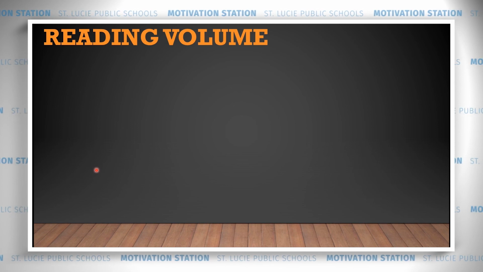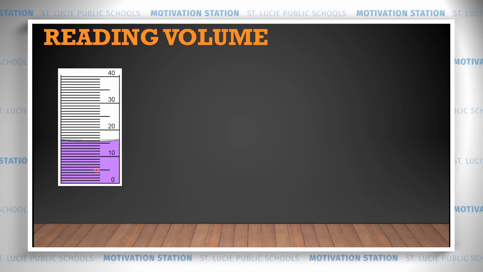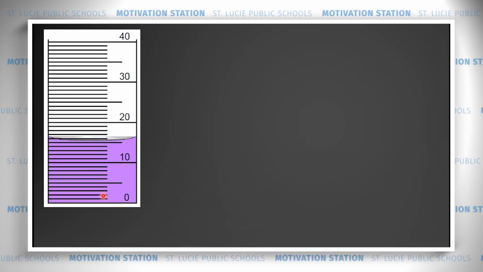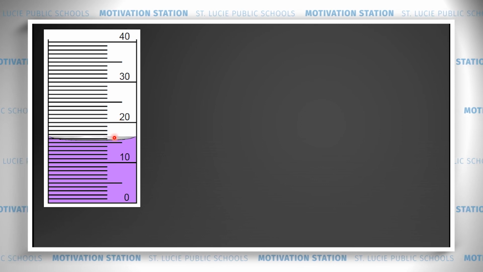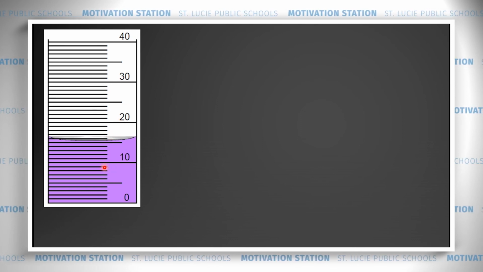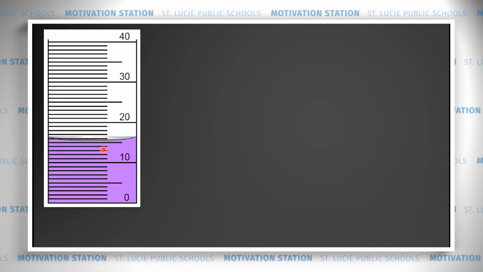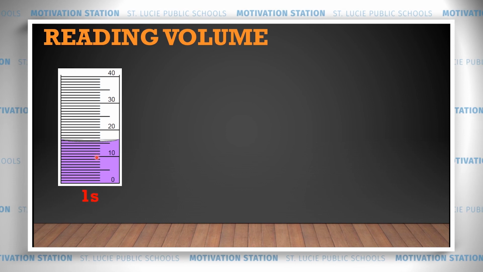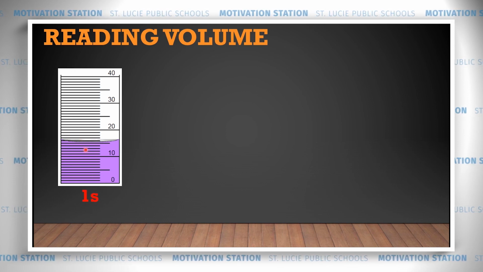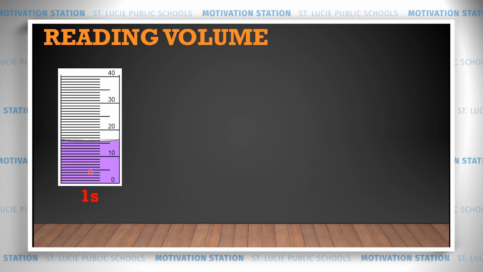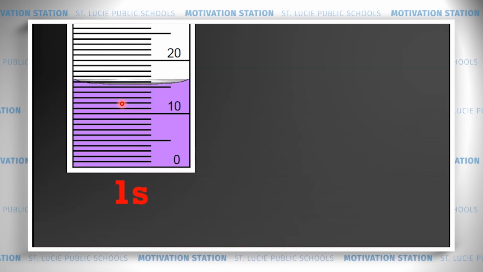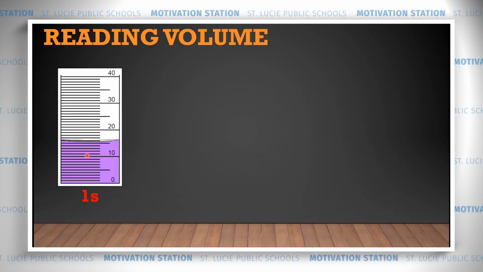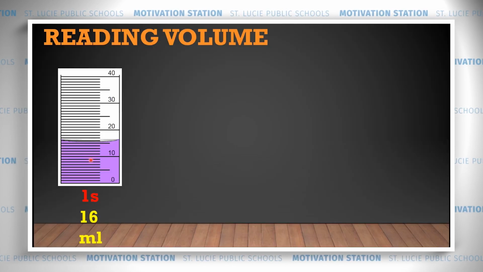So now let's practice reading volume. The first step is still to determine the scale. And if I look at this one, it starts at 0, 10, 20. So I can see the big numbers count by tens. And there are 10 lines in between 10 and 20. So I know that each one of those lines counts by ones. So then if I want to find the volume of the purple liquid, I know that it lands at 10, 11, 12, 13, 14, 15, 16. This one has 16 milliliters of liquid.